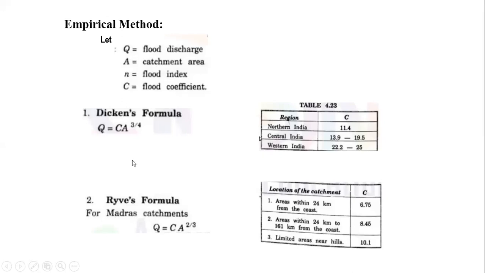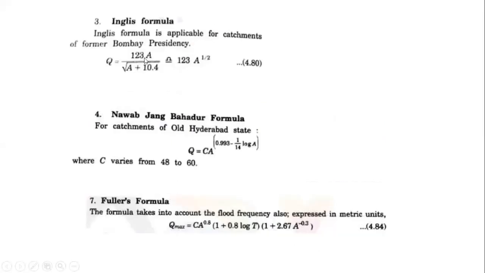So the empirical formulas are based on the observations and the research that have been carried out by different researchers in different regions or locations. Then the next formula is the English formula. It is applicable for the catchments of the former Bombay Presidency, which relates Q is equals to 130A upon root of A plus 10.4, which is nearly equals to 123 times A raised to half, or root of A we can say.